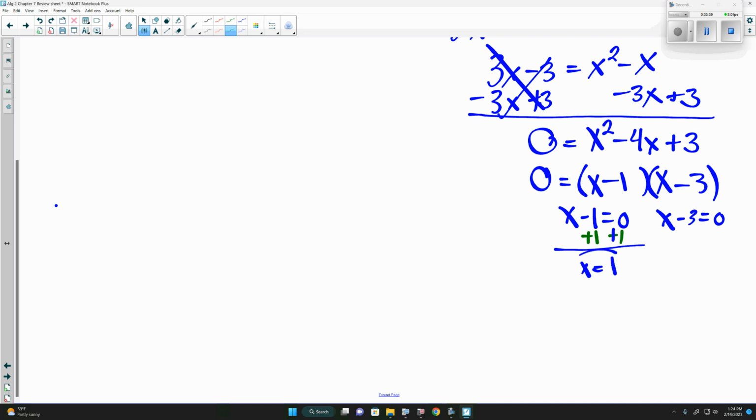So x is 1. Here we can add 3 to both sides, telling us x is equal to 3. Yep. 3 is one of our restrictions, so x cannot be 3. It's our extraneous solution, meaning the only solution for this here is that x is equal to 1. And that's it.